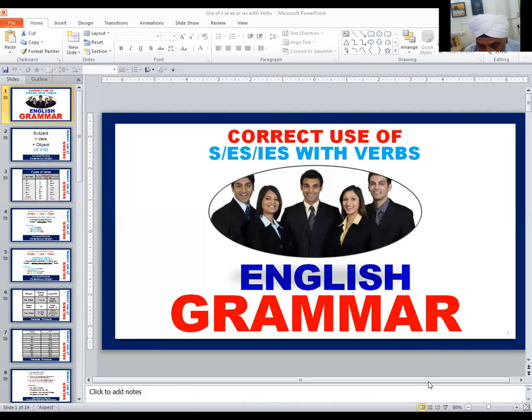Please also remember that this issue of adding s or es or ies with verbs is applicable only in present simple tense sentences and no other sentence. I'm going to use a PPT to explain these rules of adding s or es or ies with the verbs in present simple tense sentences. Please bear with me before I switch on the PPT.